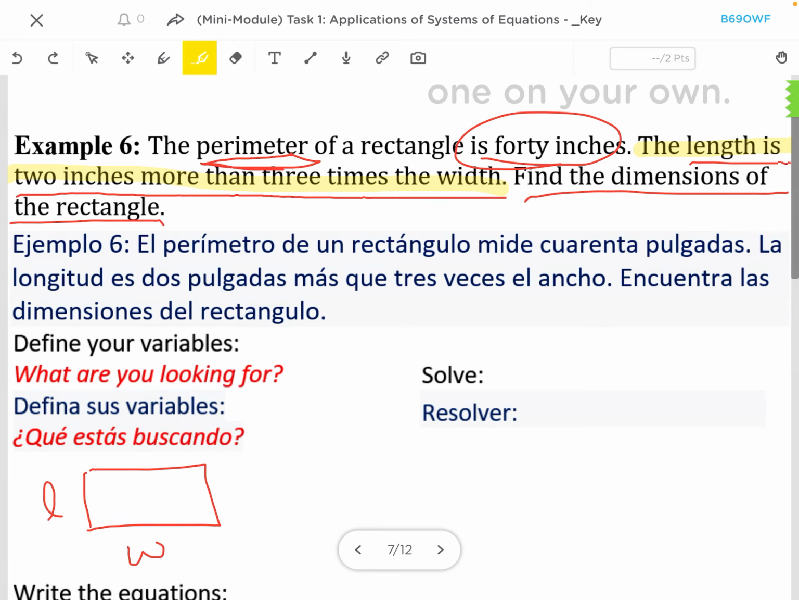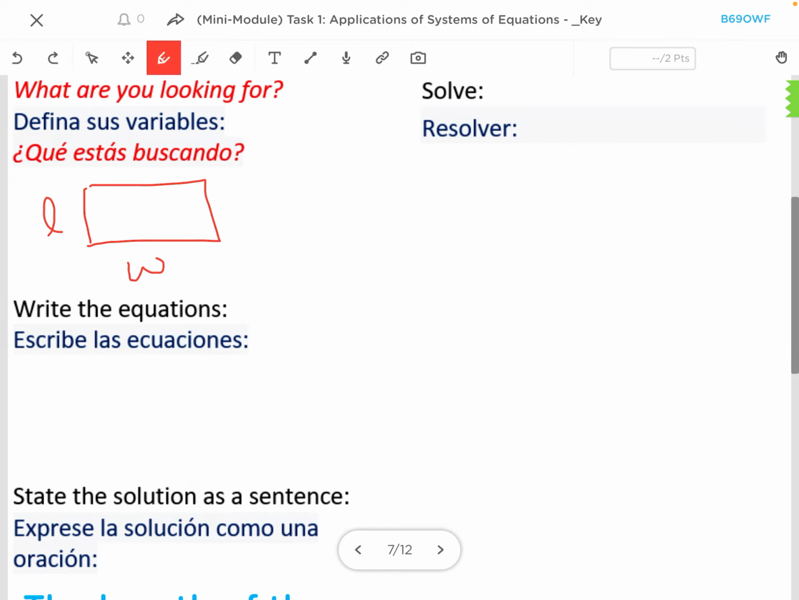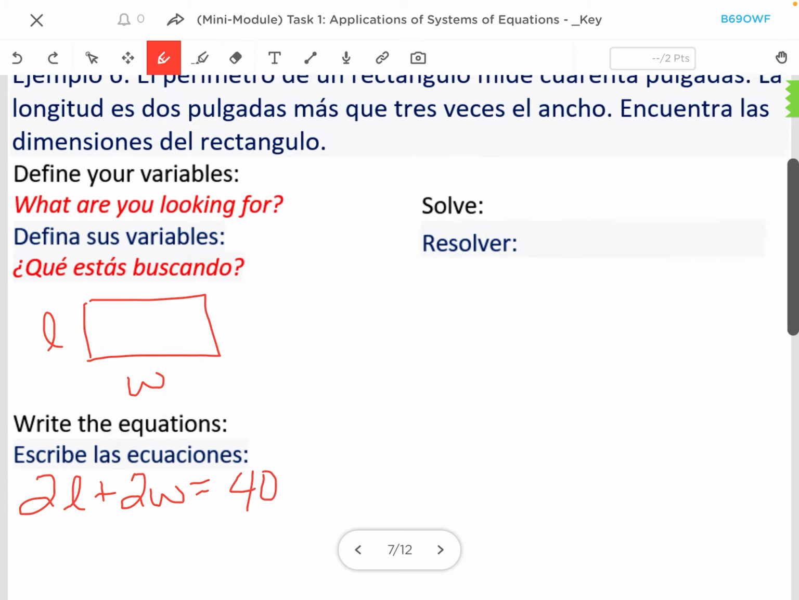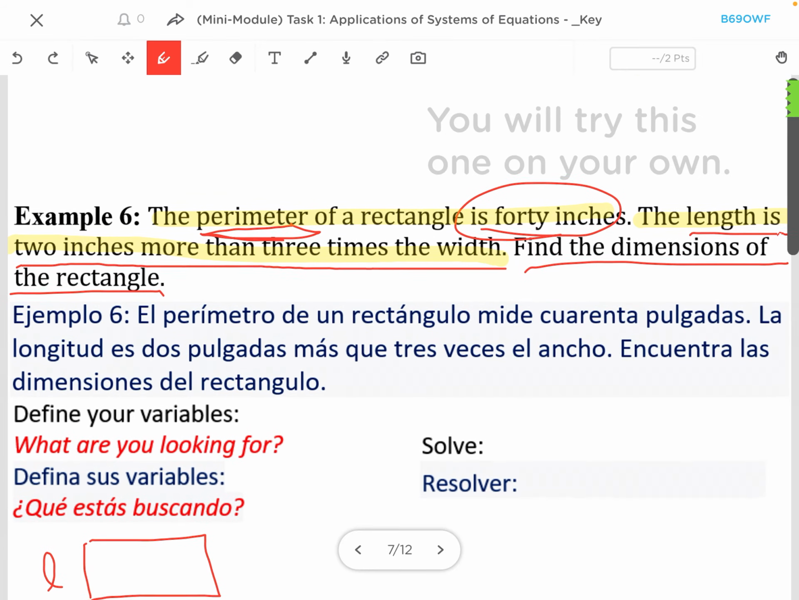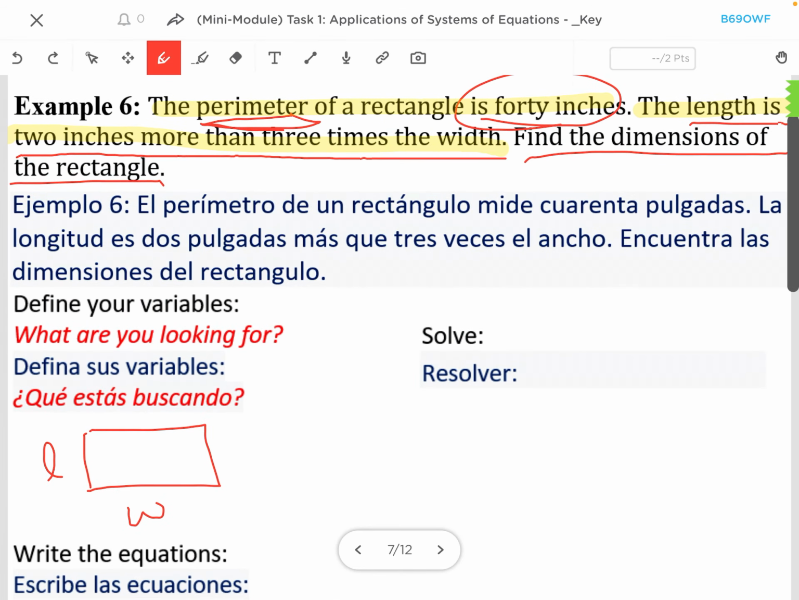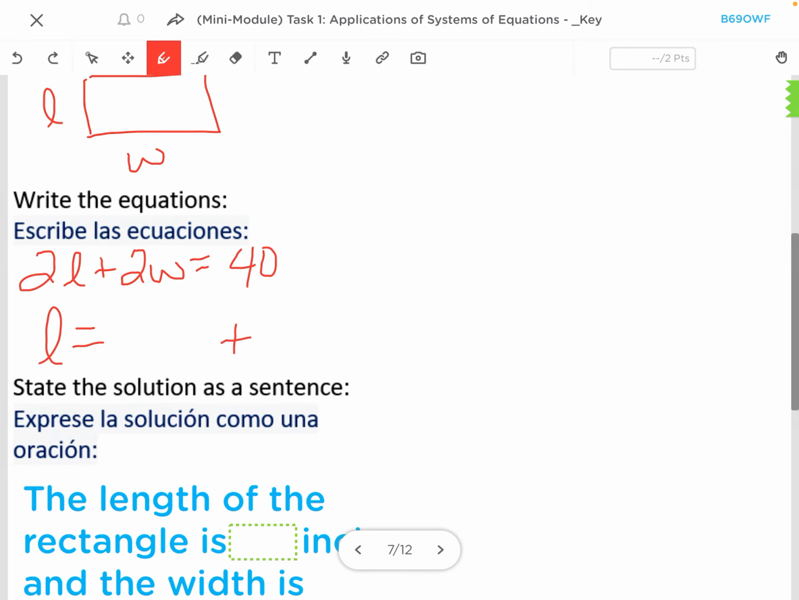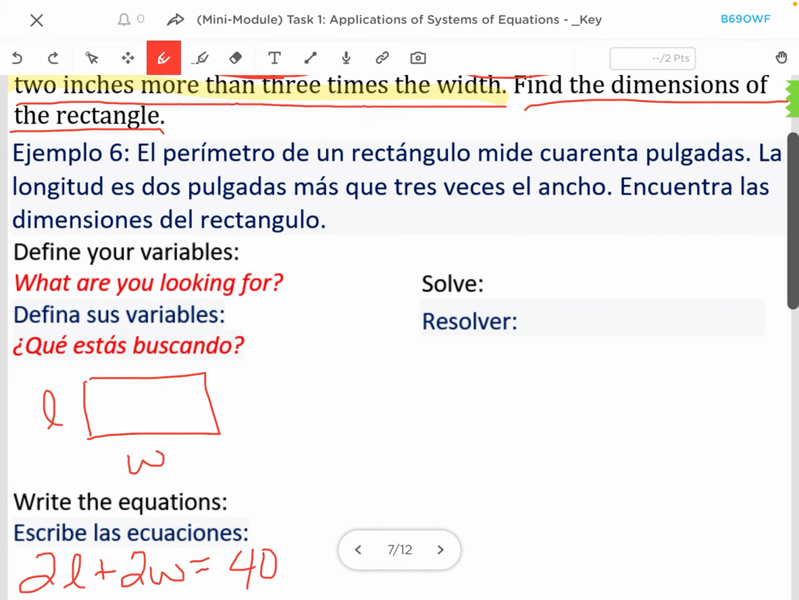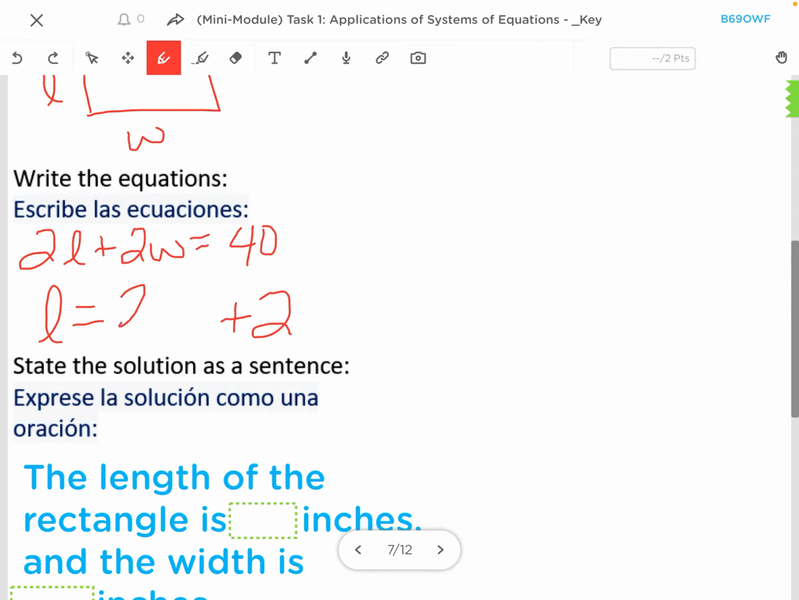Like I said, one of them is going to come from that length is, and the other one's going to come from right there. So remember, perimeter is 2L plus 2W, and they told me the perimeter was 40. So I'm going to put 40 in right there. So that's one equation. And then my length is, the is where the equal sign is going to go. 2 inches more, that means I'm going to add 2 to something. Notice I left some space there. Then 3 times the width.